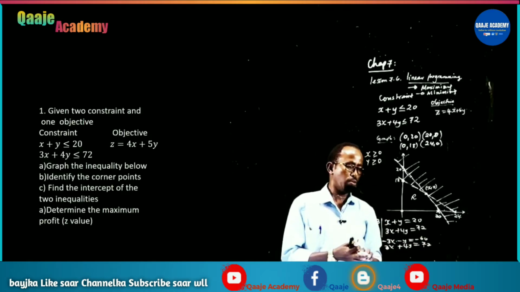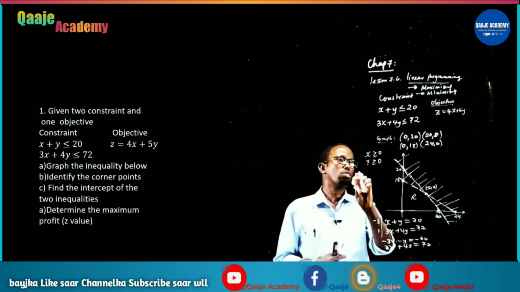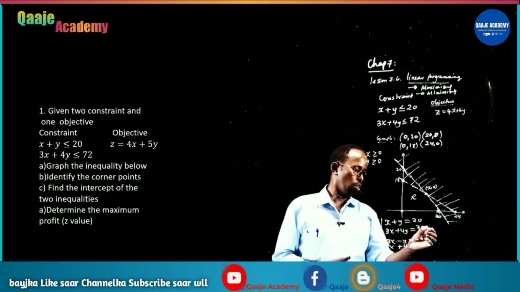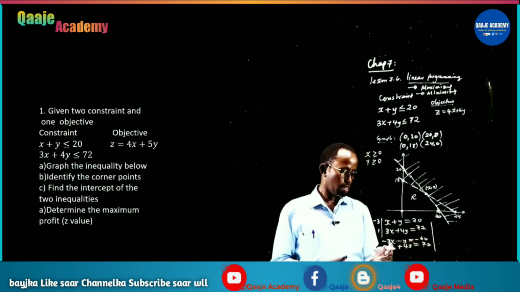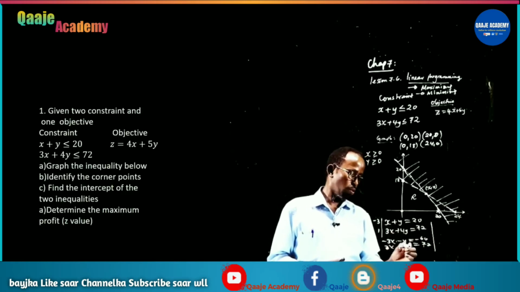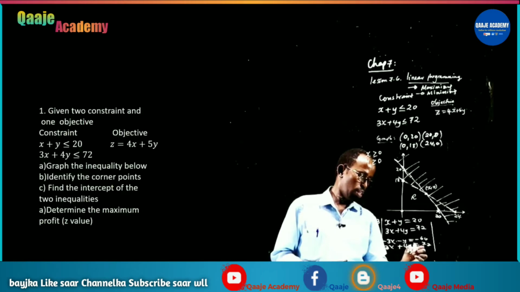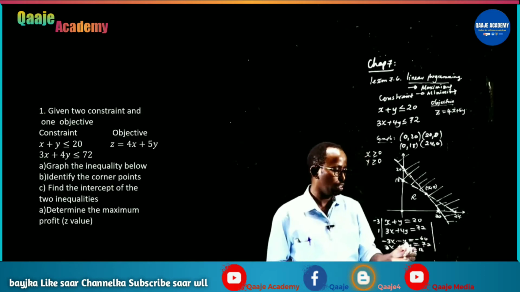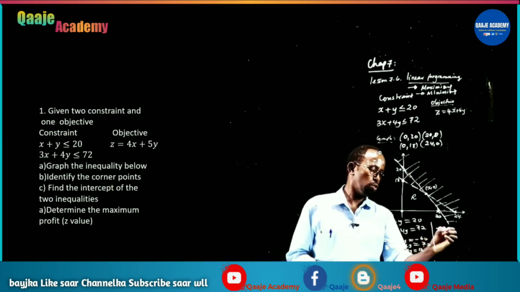So 3y will be equal to positive 12. 3y is equal to 12, meaning you cancel this, you get 3y is equal to 12, and then you divide both sides by 3, you get 4. So x will be equal to 4.